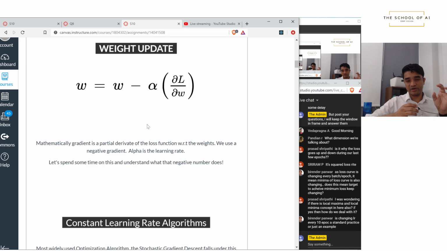But delta L is negative and delta W is positive. So we have a negative inside. But I want to increase my W. So there has to be a negative outside. So I want you to think like this. So this equation of weight update becomes very clear to you, right? The alpha is something we are not going to talk about because that is the session for this alpha.